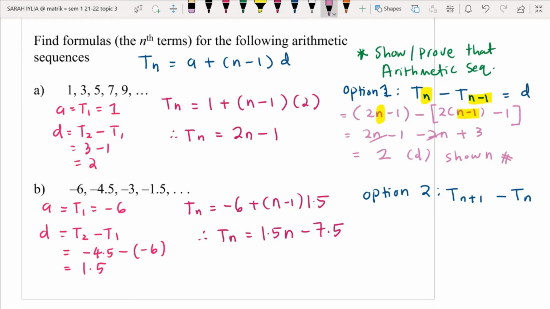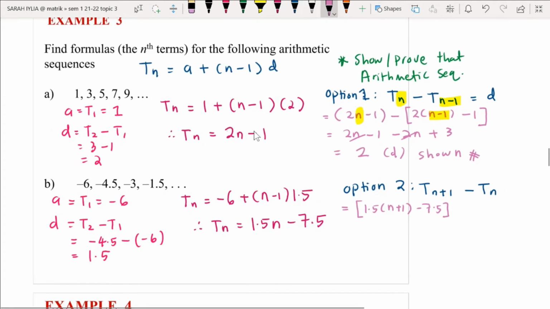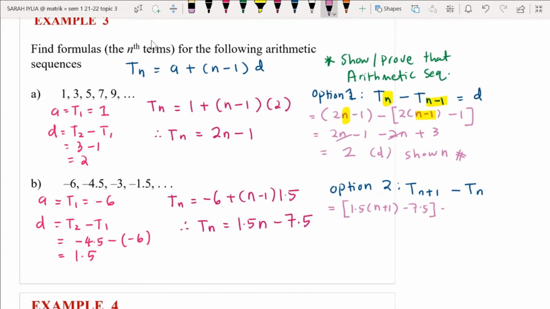Okay. So from here apa nak buat? Kalau Tn plus 1, n tu kita kena gantikan dengan n plus 1. So dia akan jadi 1.5 times n plus 1, minus 7.5 tu salin balik. If it's Tn, kejap saya kecilkan sikit screen. Okay. Kalau dia Tn, kita salin je lah Tn yang ada. So 1.5n minus 7.5. Open up your bracket and then simplify everything. Saya buka satu-satu.